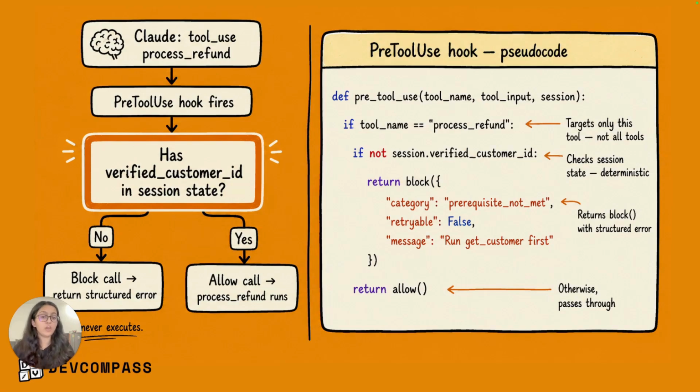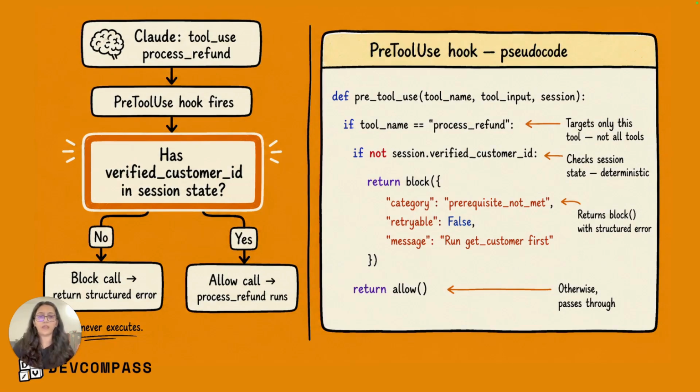If it didn't happen, with no verified customer in the session state, the hook returns block, which is the SDK's method for stopping the tool call. It passes back a structured error, the same format that we covered in video 2, with a category. So it will say prerequisite not met, retriable false, and a message telling Claude to run getCustomer first. So process refund never really executes. Claude receives the error and adjusts. If the session does have a verified customer ID, the hook will return allow and the tool call proceeds normally.